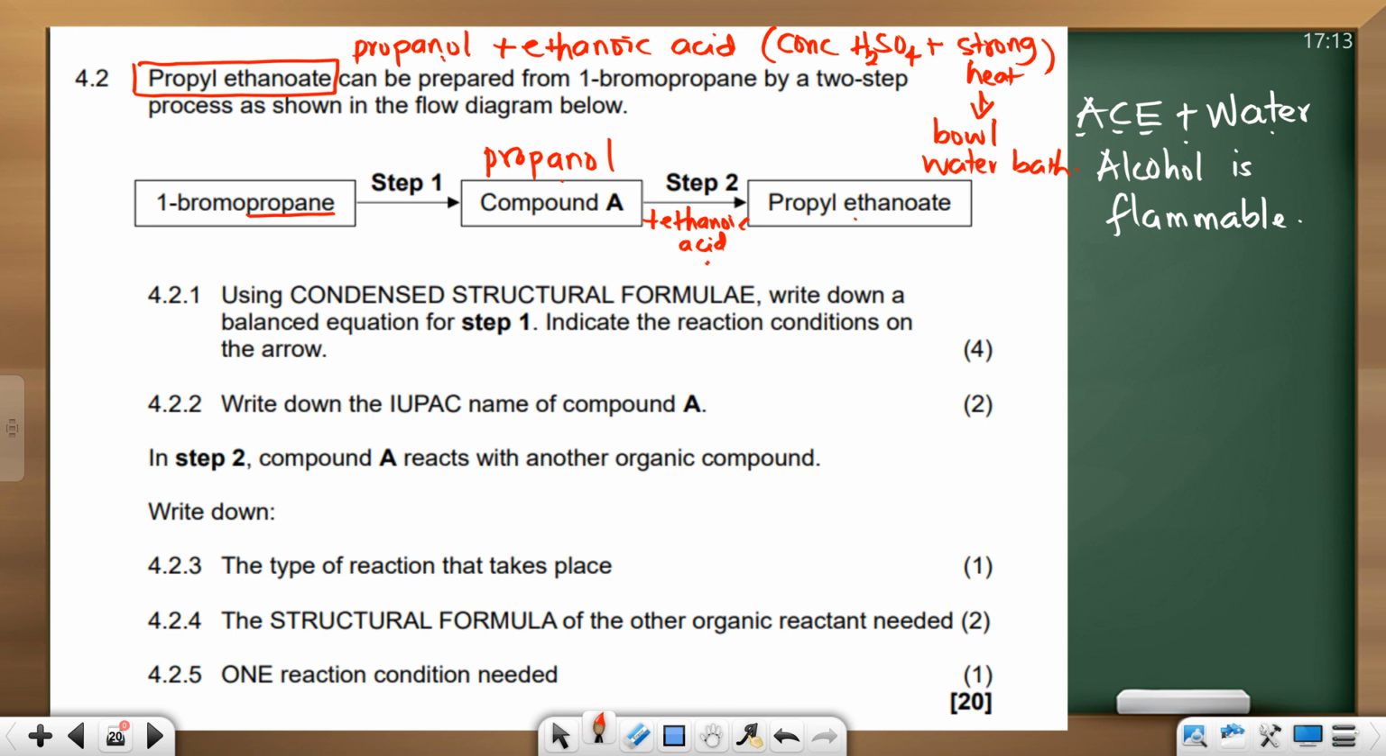All right. Let's check something. How do we move from here to here? 1-bromopropane is saturated. Alcohol can be considered as a saturated compound. Therefore, saturated to saturated, what do we have? Substitution.